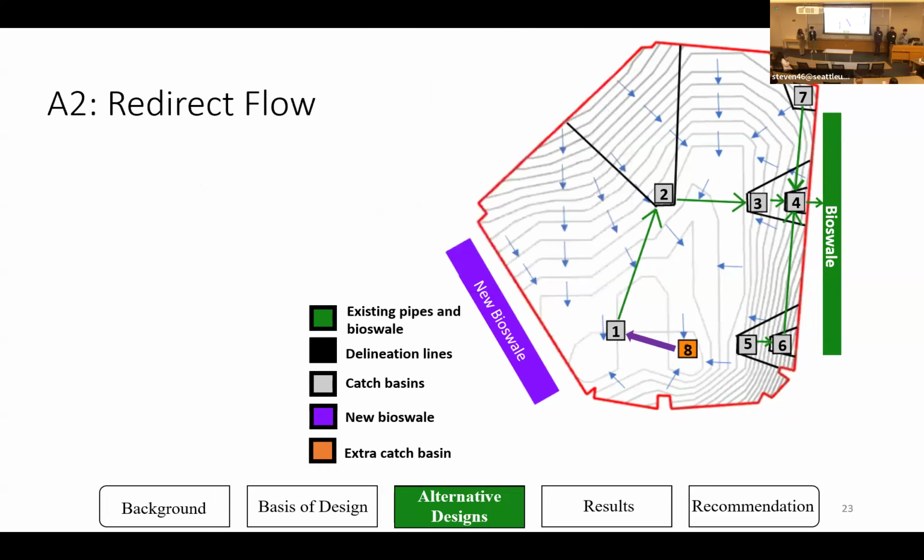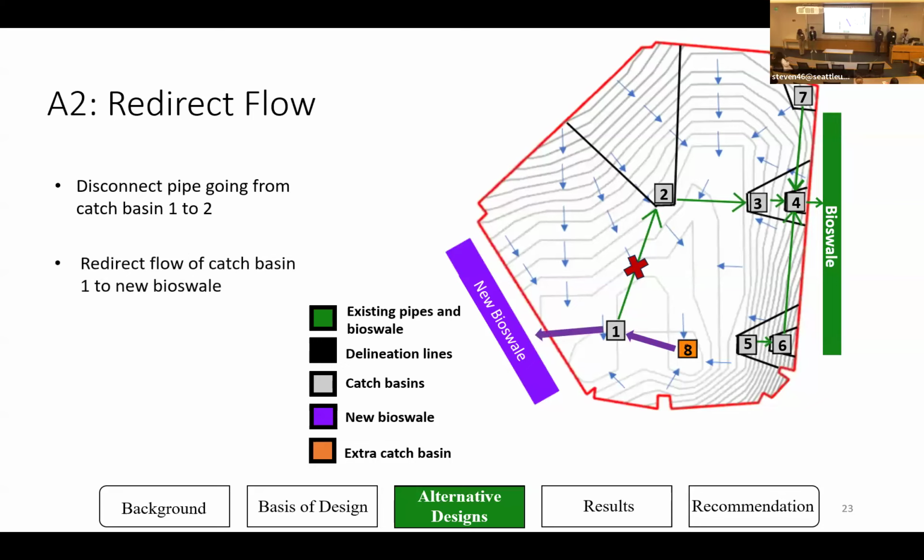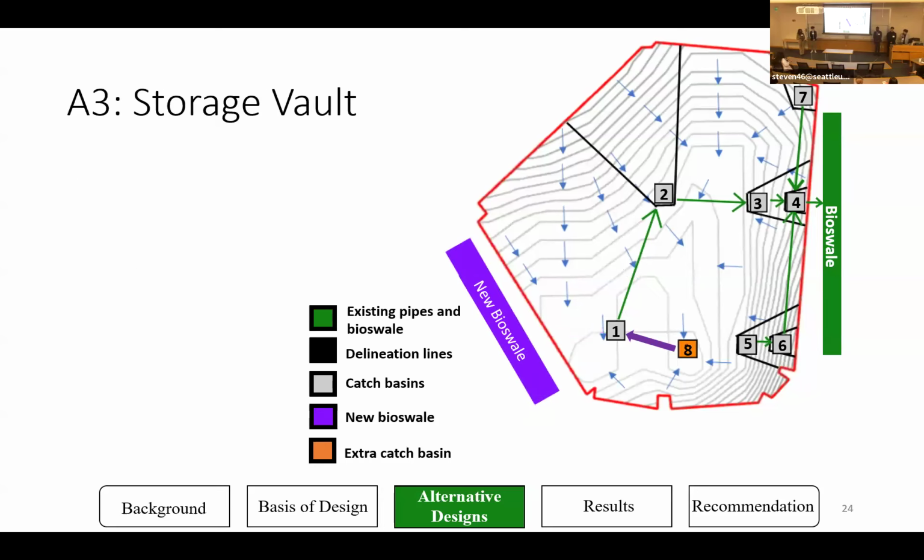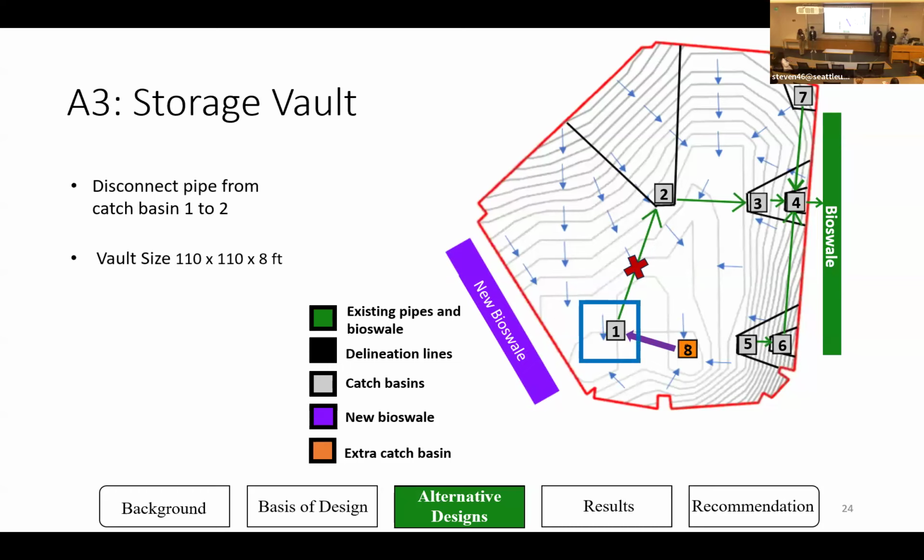For our second alternative, redirect flow, our first step would be to disconnect the pipe connecting catch basins 1 and 2 and redirect all the water from catch basin 1 to the new bioswale, and this means that we'll need a bigger bioswale size to hold all the water. And finally, for our third alternative, the storage vault design, our first step will also be to disconnect the pipe from catch basins 1 and 2 and install a vault in place of catch basin 1 with a vault size of 110 by 110 by 8 feet.